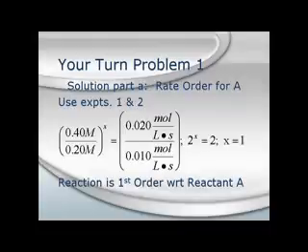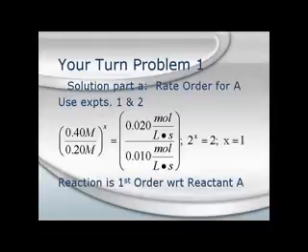For the first, I'm going to find the rate order for A. And in order to do that, I want to use experiments 1 and 2, because between experiments 1 and 2, the concentration of A doubles, but the concentrations of B and C stay the same. So as long as B and C are staying the same, I don't have to worry about those.